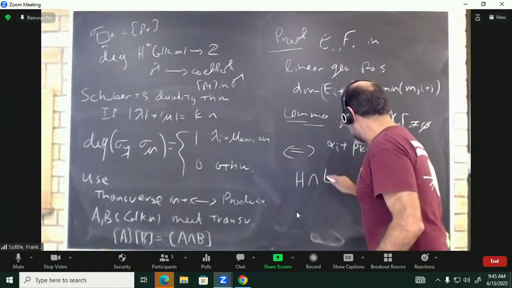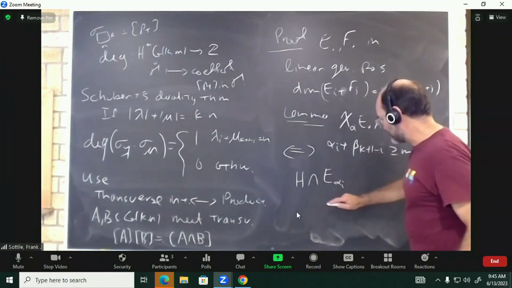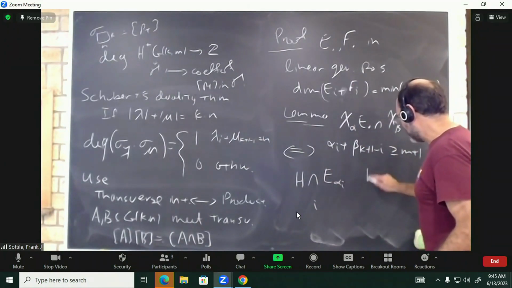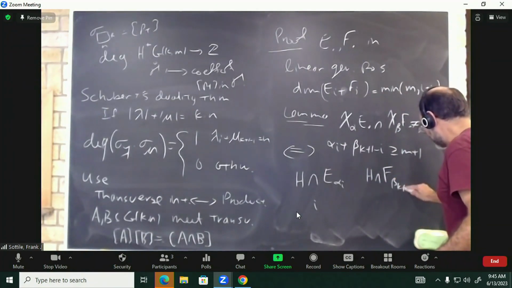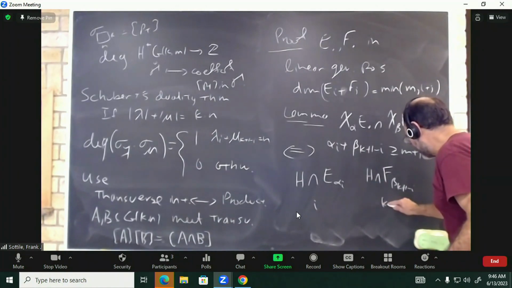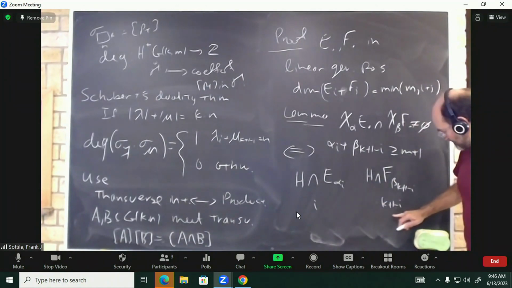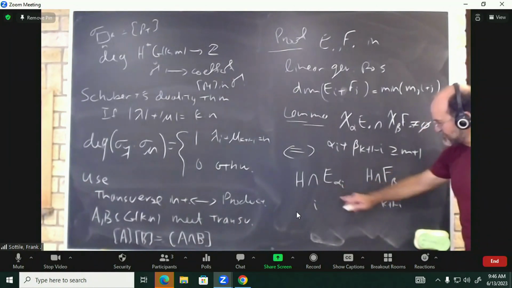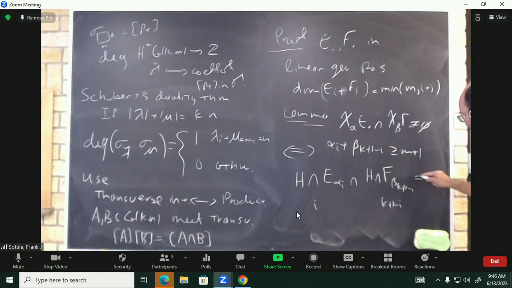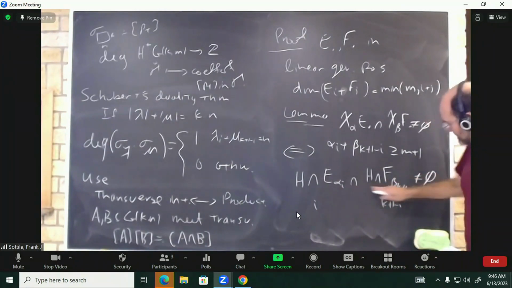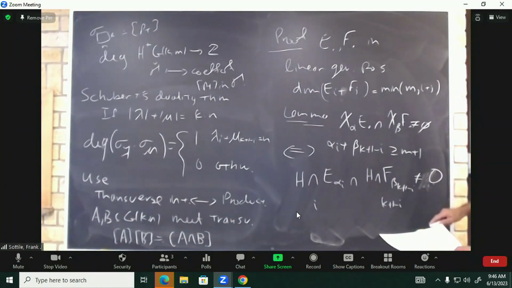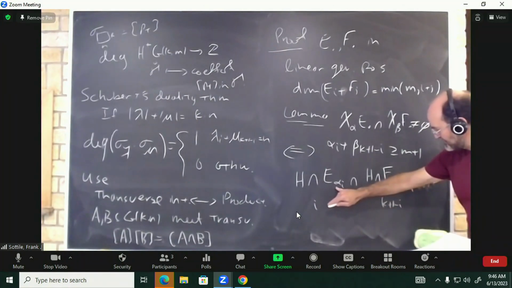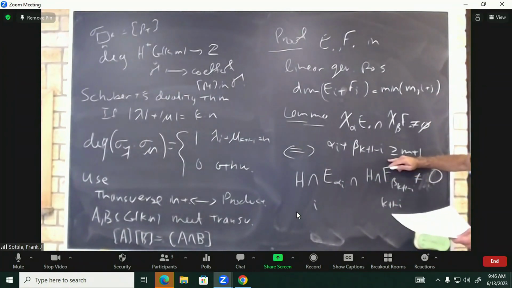H intersect E alpha I has dimension at least I, and H intersect F beta k plus 1 minus I has dimension at least k plus 1 minus I, and so these two subspaces of H have to actually meet. So the intersection has to be non-zero, and in particular it has to have a dimension of at least 1. And the condition that these two things meet in dimension at least 1 is this.